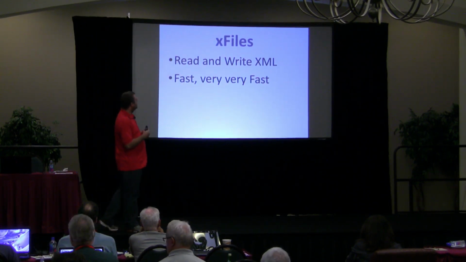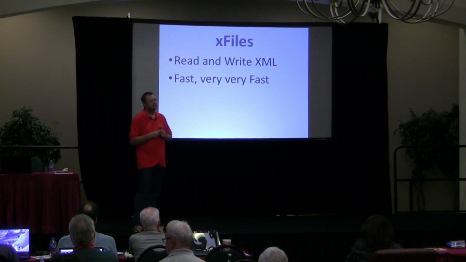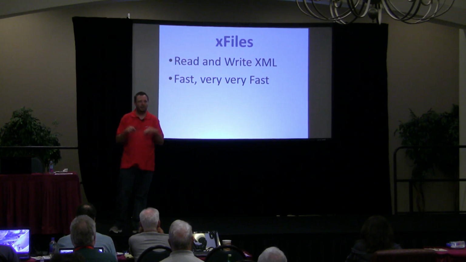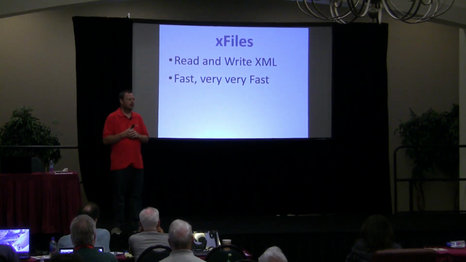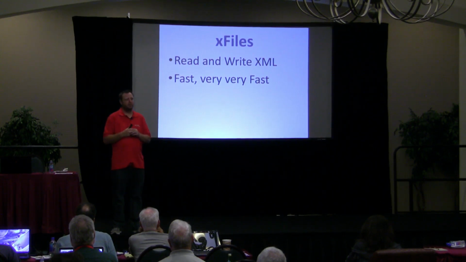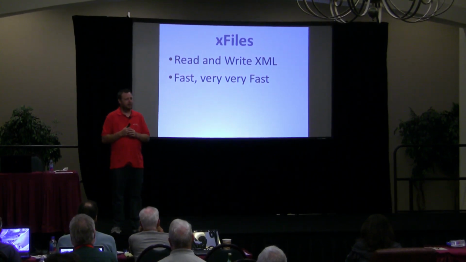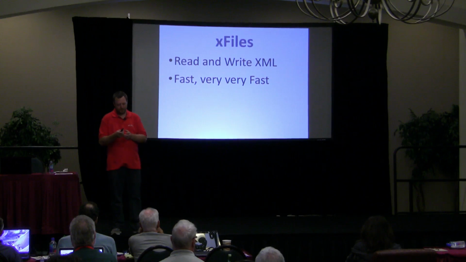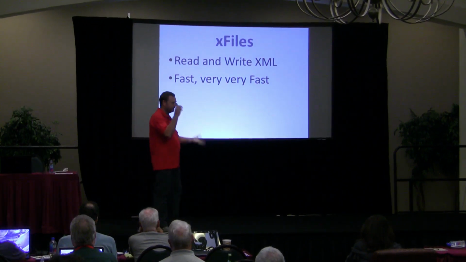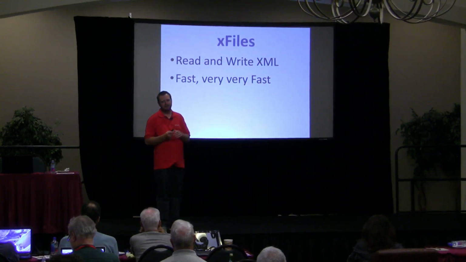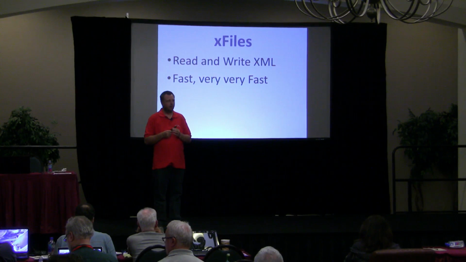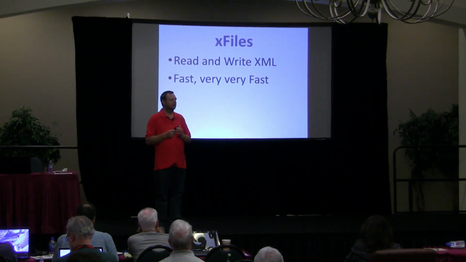XFiles is the older one. It reads and writes XML, and it is fast. It was built for performance. There was only one directive building this thing. In the early days, it was built and architected and designed absolutely for raw performance. The XML that's built into the Clarion box can take 30 minutes to import a large XML file. This thing will do it in about 1.5 seconds. That's the difference. It is quick, properly quick.